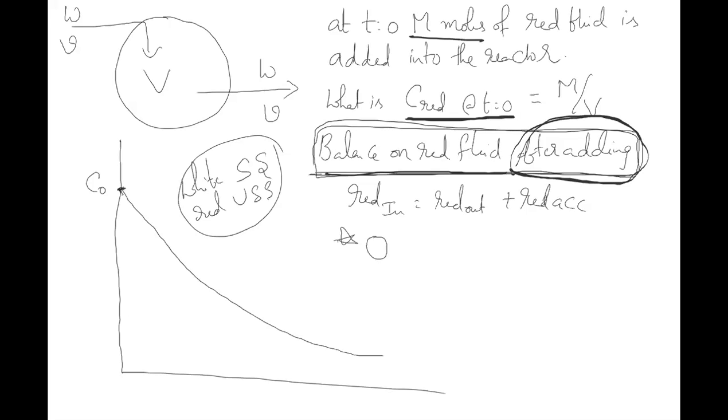So what is in is 0. What is out? Outlet volumetric flow rate is v and outlet concentration is C. What is accumulation? d into VC divided by dt. What is C? C is the concentration of red fluid at time t.